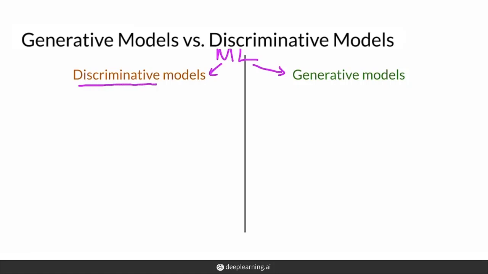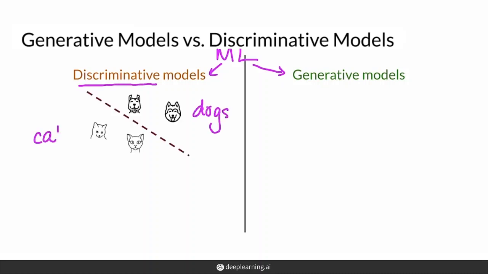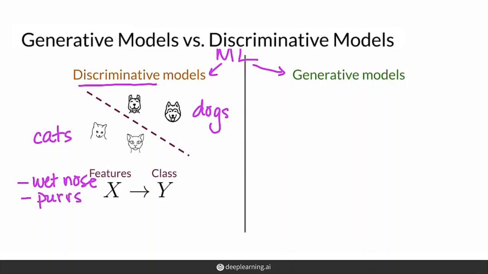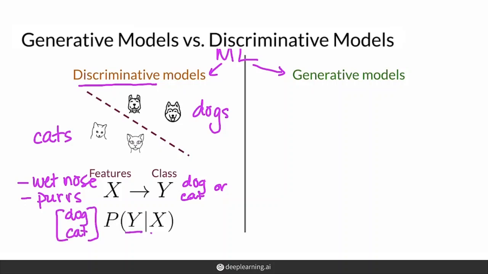A discriminative model is one typically used for classification in machine learning. They learn how to distinguish between classes such as dogs and cats, and are often called classifiers. Discriminative models take a set of features X, such as having a wet nose or whether it purrs, and from these features determine a category Y of whether the image is of a dog or a cat. In other words, they try to model the probability of class Y, given a set of features X, such as having a wet nose but it doesn't purr, so it's probably a dog.